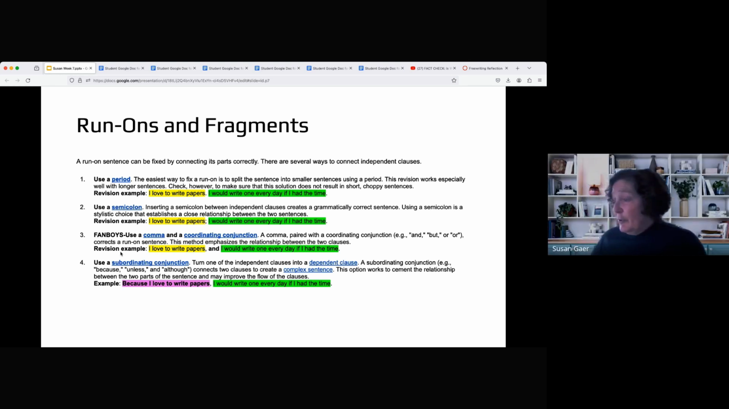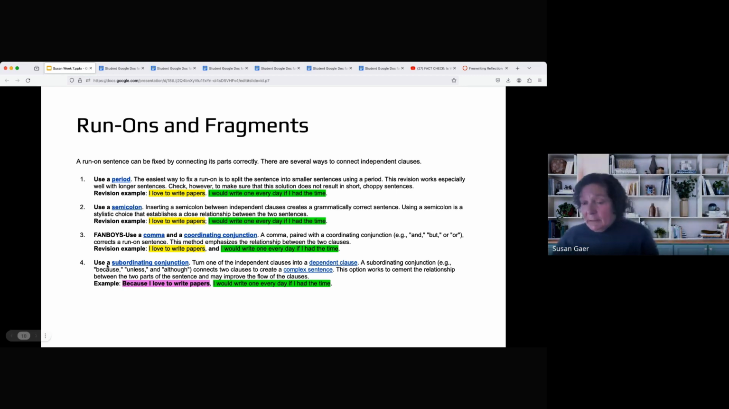Good. So these are the 4 ways to correct a run-on. If you have a run-on in your writing, you use one of these 4 ways. I really don't like number 2, and be careful with number 1, because if you do too many number 1s, your paper becomes too short and choppy.